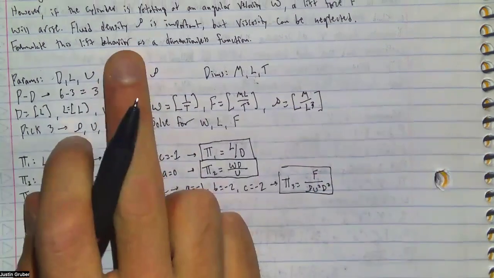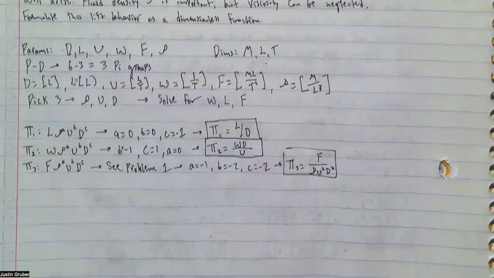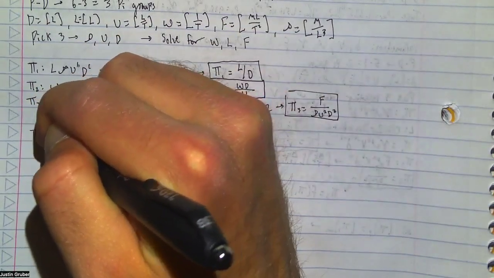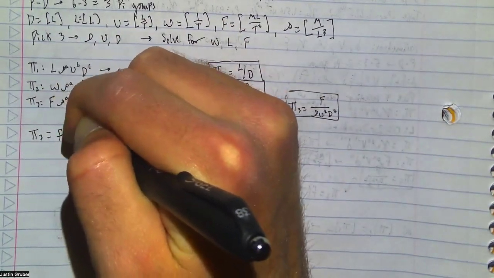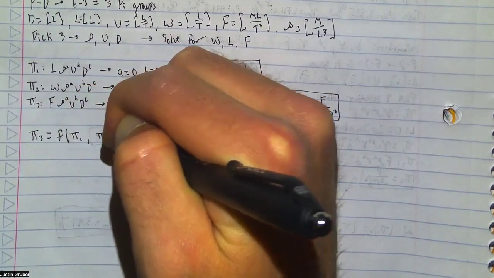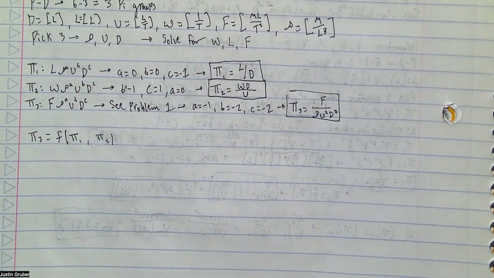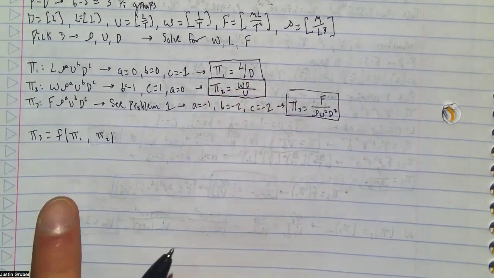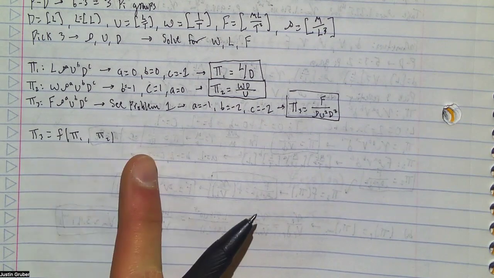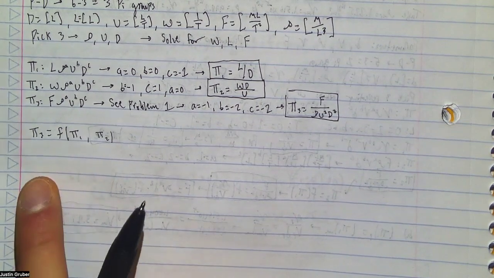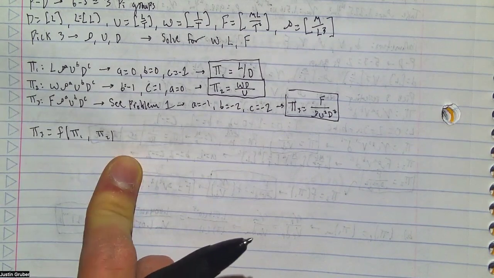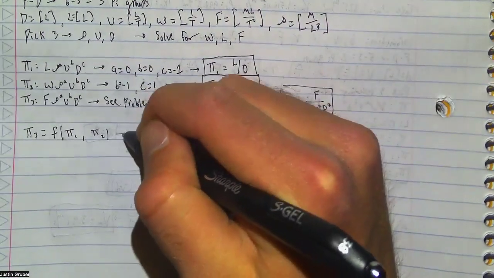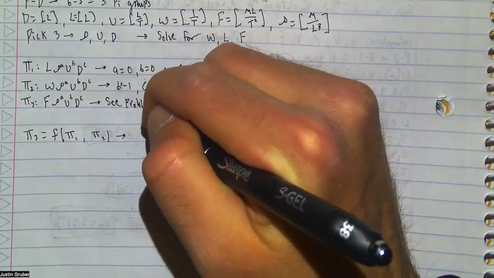Okay, and we want to formulate this lift behavior as a dimensionless function, like we did in problem 1. You can say pi 3 equals some function of pi 1 and pi 2. Or alternatively, if we were solving for angular velocity omega, you could say pi 2 is a function of pi 1 and pi 3. They're all functions of each other, or pi 1 is a function of 2 and 3, yada, yada. You can flip-flop them, permute them however you want. It doesn't matter.